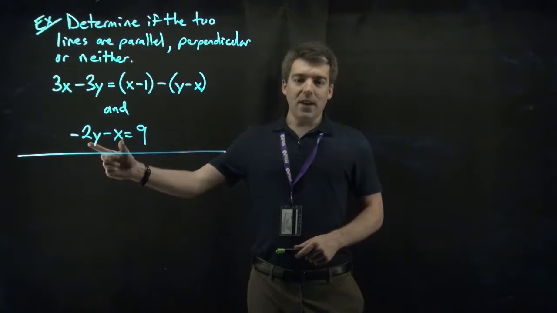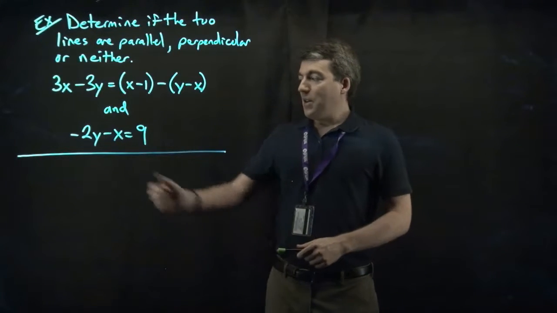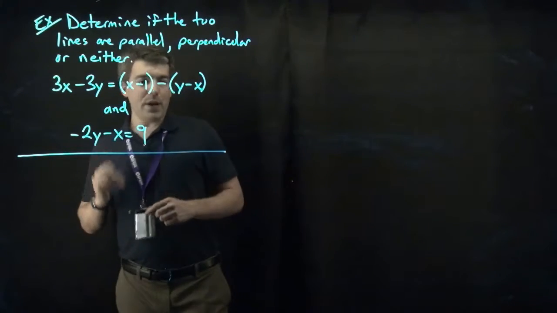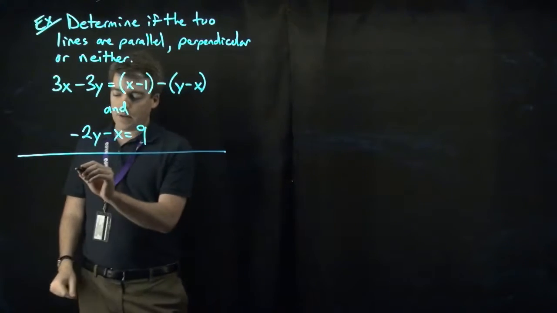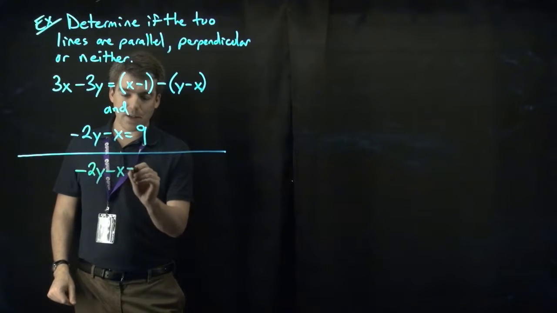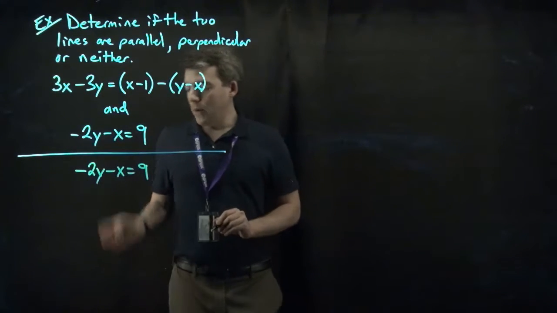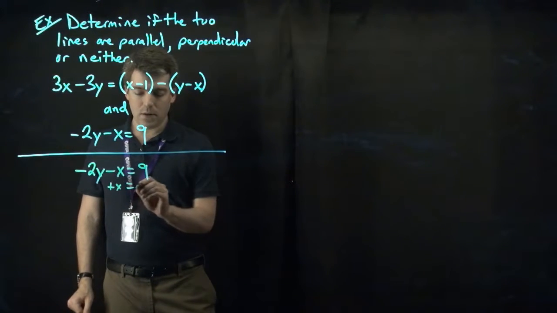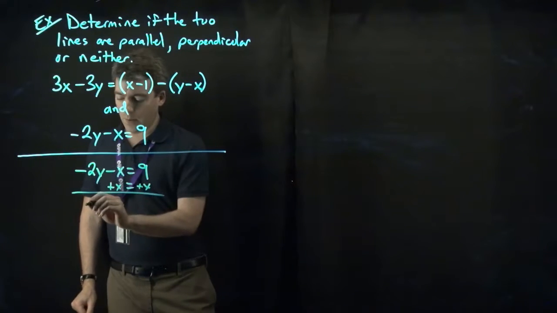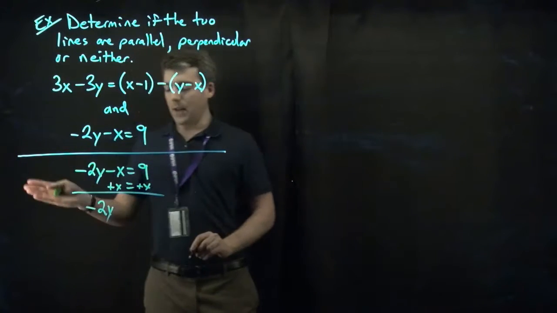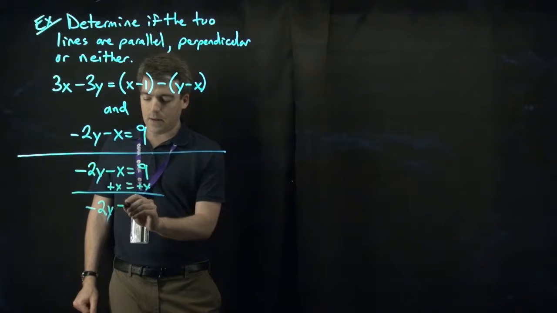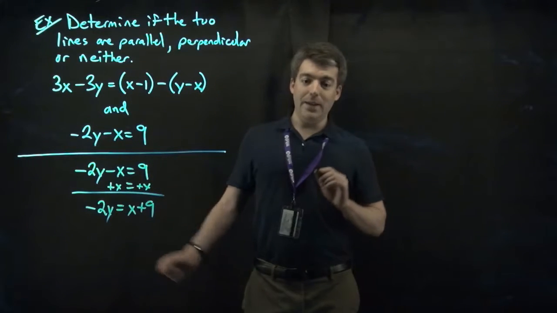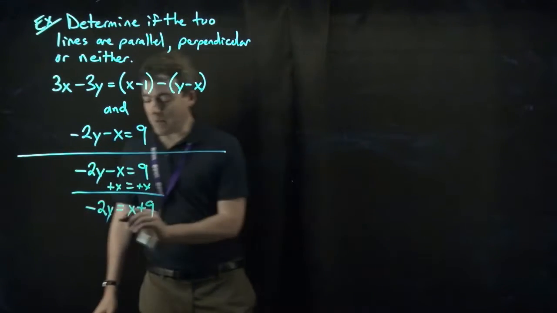The second equation, let's take that one first since it's going to involve less work. We have negative 2y minus x equals 9. Let's go ahead and put that in slope-intercept form. We want to get y by itself. So let's add the x to both sides. So we'll have negative 2y on the left-hand side, and on the right, we have x plus 9. We'll divide by negative 2.